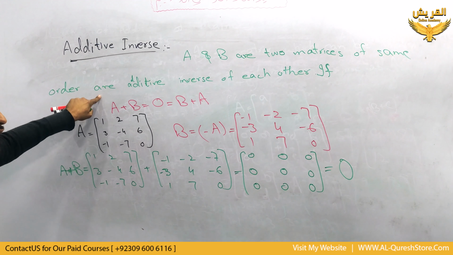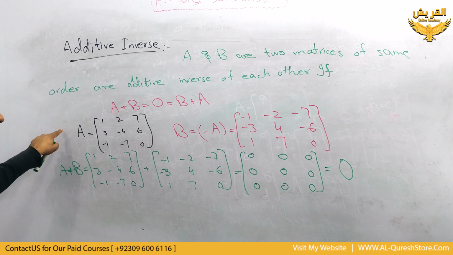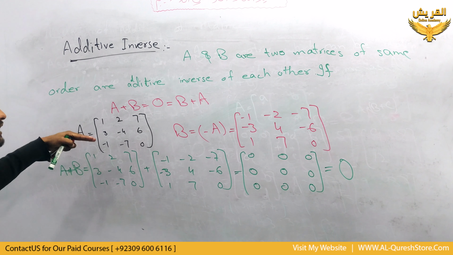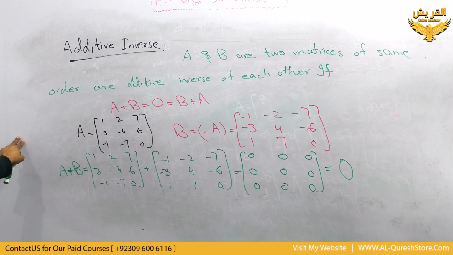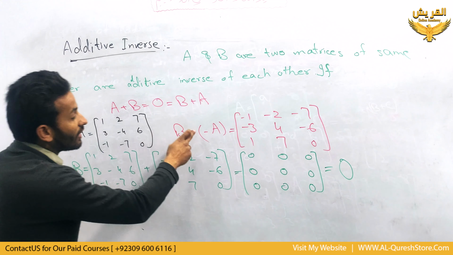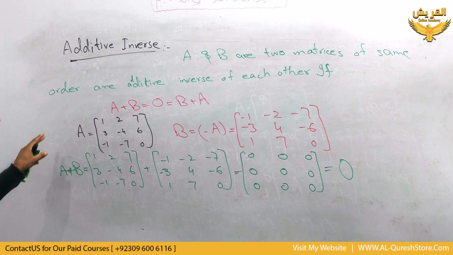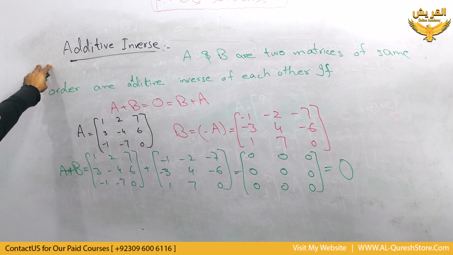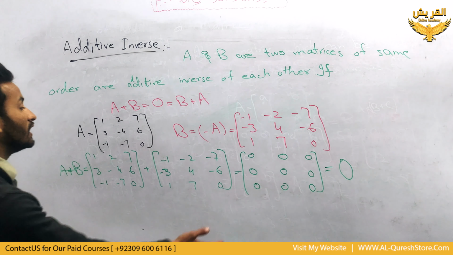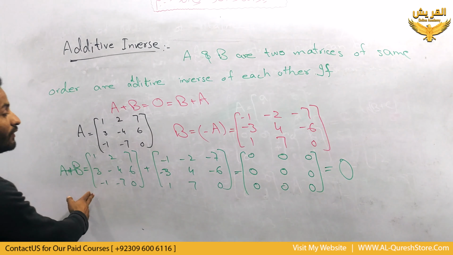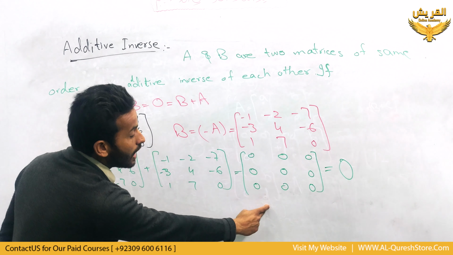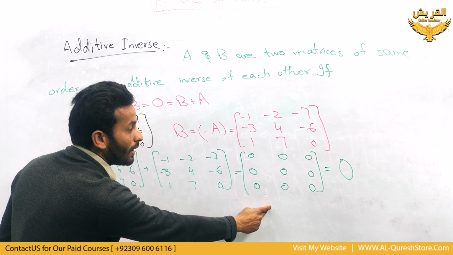So the additive inverse is the negative of a matrix. Any matrices like these are additive inverses of each other. Here A is the additive inverse of B and B is the additive inverse of A. So both of them are additive inverses of each other. We can also find it by adding B plus A, which will also be equal to a null matrix of order 3 by 3.